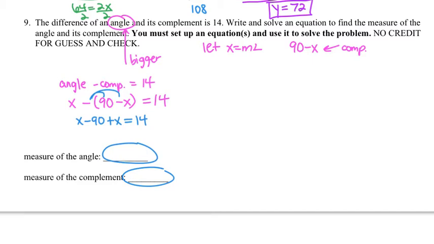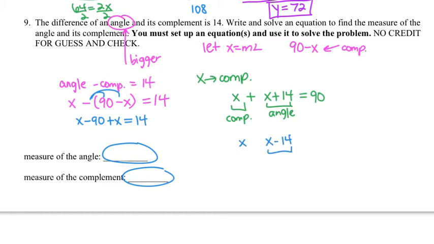Another way you can do it is if you say that x is the complement, then you know that the complement plus the angle is 90, and you know the angle is 14 bigger. You could say x plus 14. So you can say this is the angle, and this is the complement, and that lets you do addition instead of subtraction and having to distribute a negative. So x plus x plus 14 is equal to 90. Or you could have done it where, again, x was the angle, and x minus 14 is the complement. You could have done it that way. That's the complement because it's smaller, and that's the angle.